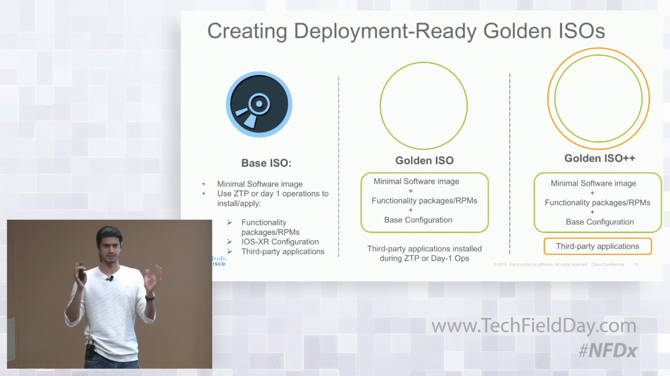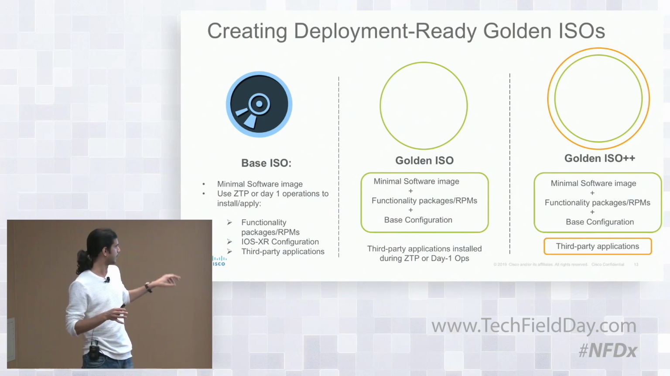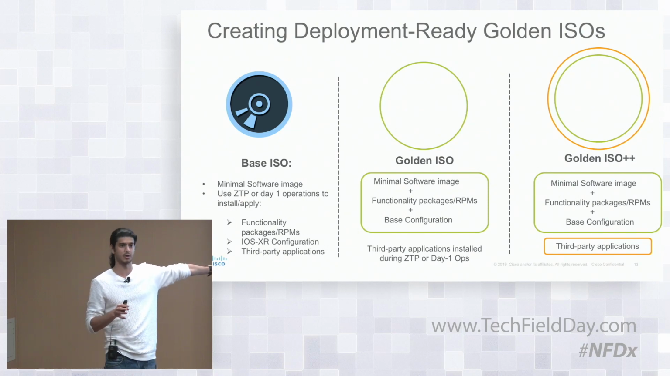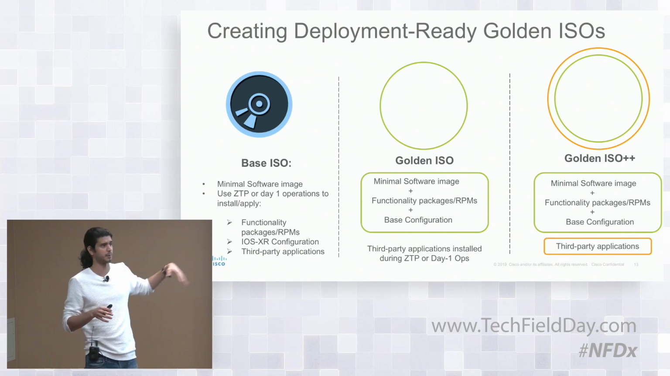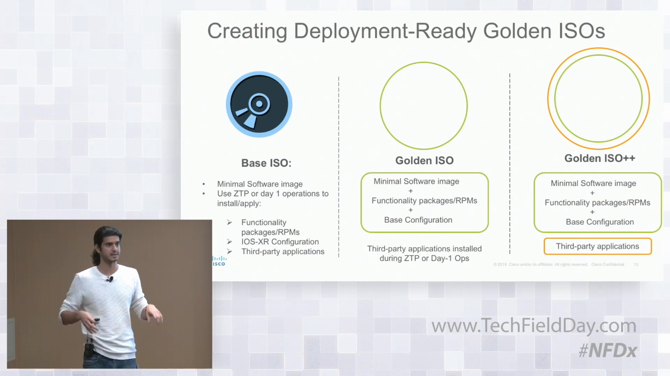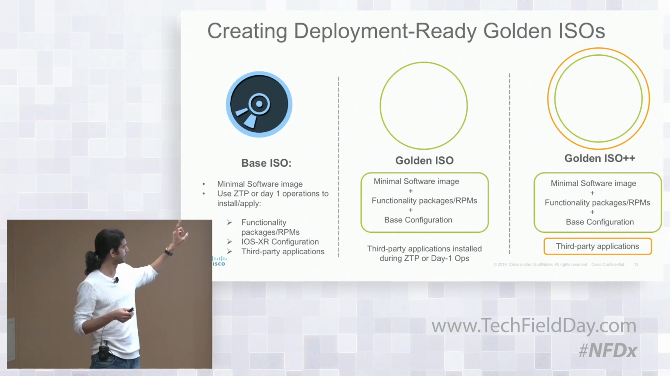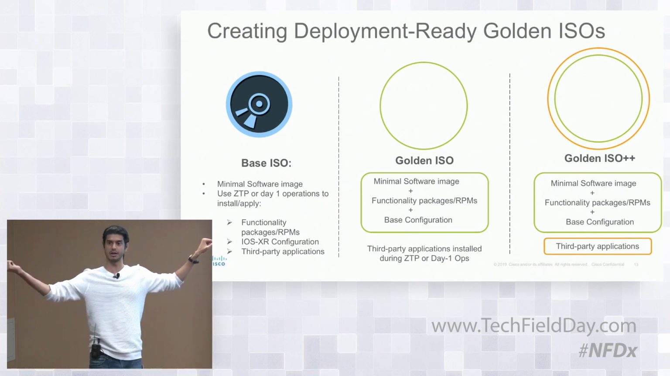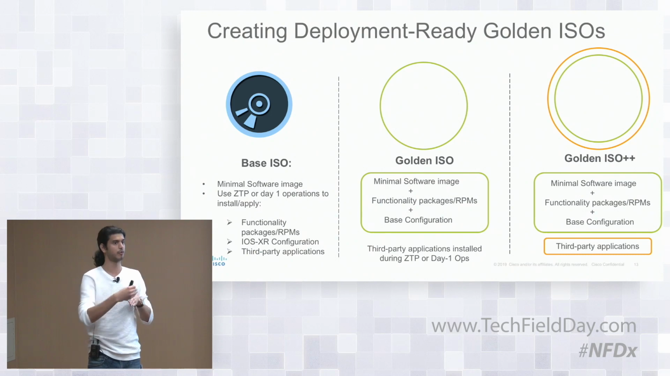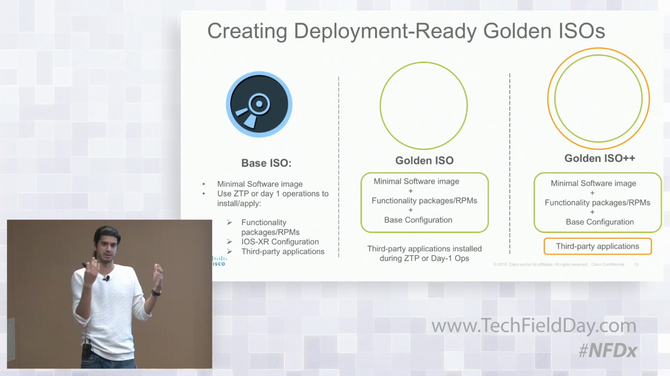It has a certain set of features that are already there as part of the base software, but we also publish a bunch of functionality packages or RPMs. These could be things like multicast, MPLS, MPLS-TE, ISIS, OSPF, etc., that we publish as separate packages. A typical process would be that you boot up the box with the base ISO, run a ZTP script that downloads these packages and installs them before it proceeds further. So in those cases where customers are happy with running scripts that get you to a desired state, this is a good process.